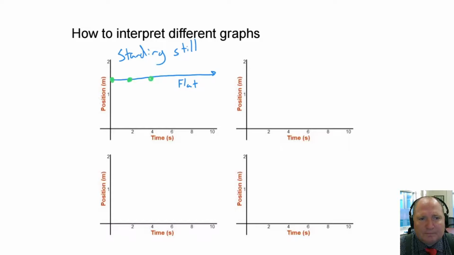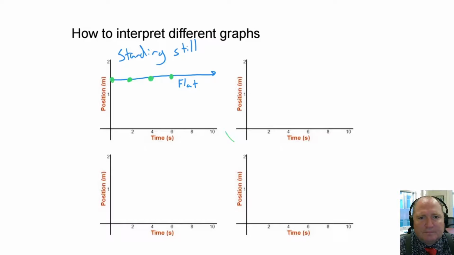I check another 2 seconds later, it's still 1.5 meters away. So it's never moving, but time is moving forward, so that's why we see this arrow moving to the right. But it's not going up or down because the position away from me stays flat at 1.5 meters.